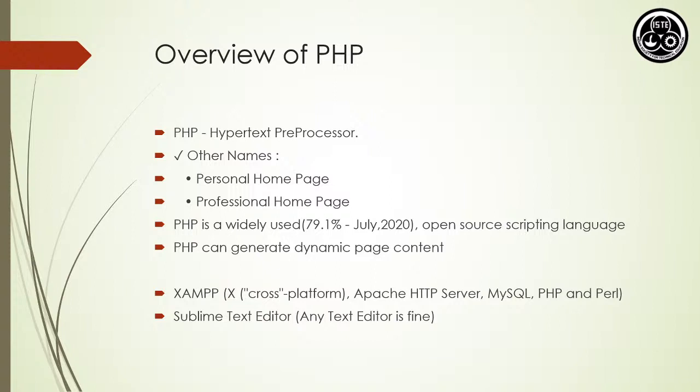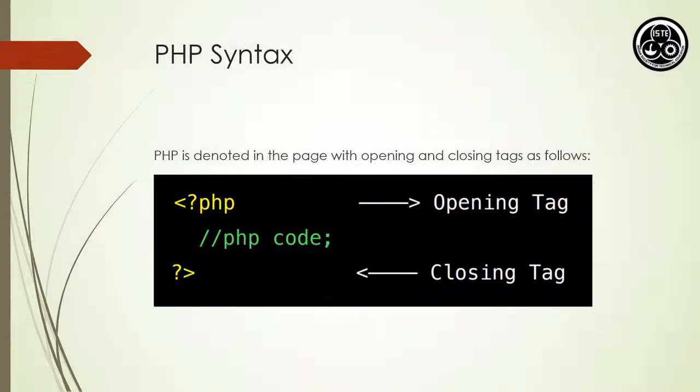These are the other tech stacks we will be using. XAMPP is basically cross platform, and what it does is create a local server in your system. It's not like normal coding; you need a local server to run PHP programs. So XAMPP will create an Apache server which will be used to access our PHP code. We will be using Sublime Text Editor here, as any text editor is fine, but I will be using Sublime Text Editor. Let's proceed further.